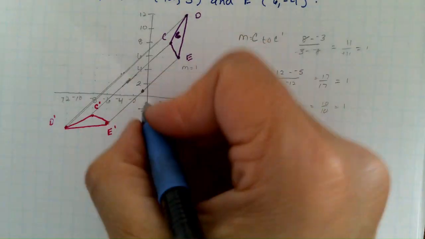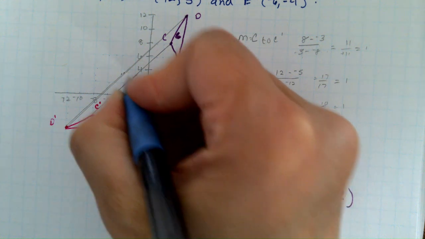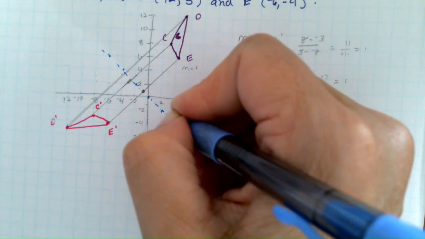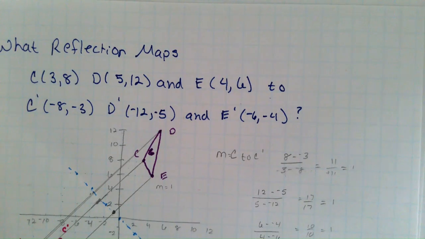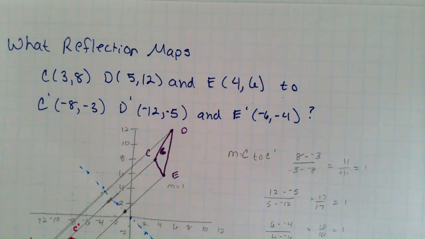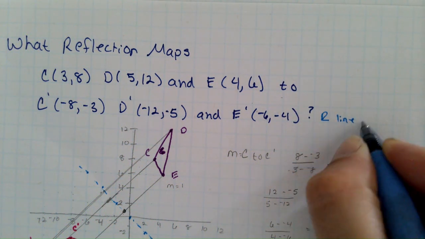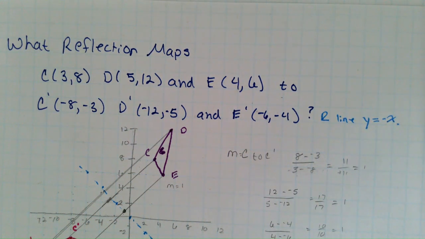So start at 0, go down 1 over 1, down 1 over 1. Our folding was pretty good. This is a reflection over the line y equals negative x. So when it says what reflection maps CDE to the image CDE, we can say reflection over the line y equals negative x, because that was the equation we got.